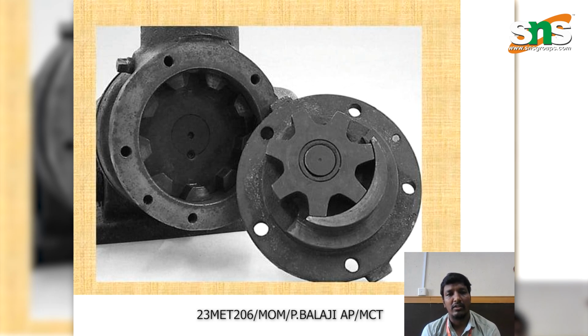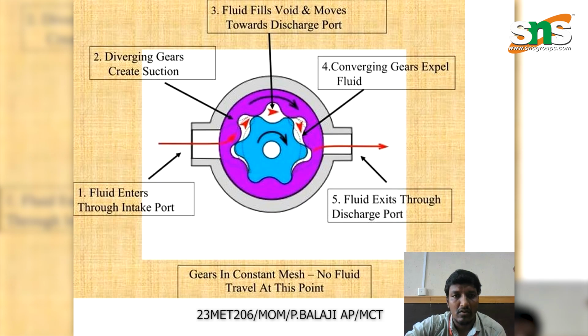As you can see, there are two kinds of faces here. By using the two faces, we can convert mechanical energy into hydraulic energy. On this screen there are many forces showing how we can convert the energies here. Initially, fluid enters through the intake port and goes to the diverging gear section. The fluid fills the voids and moves towards the discharge port. Finally it converges at the gears, expels the fluid, and exits through the discharge port.